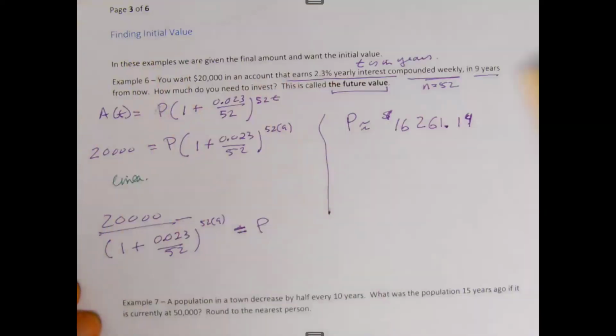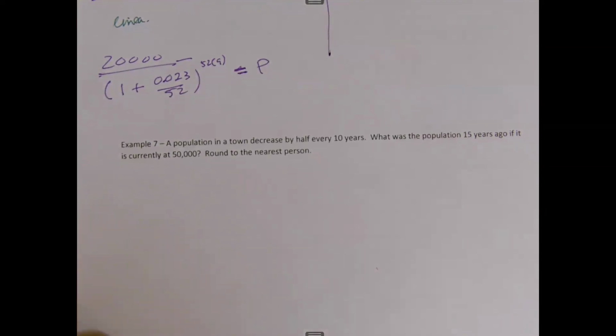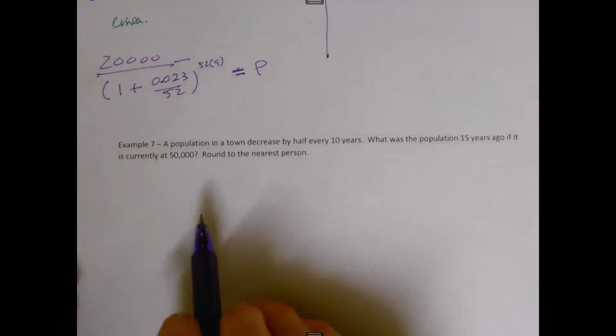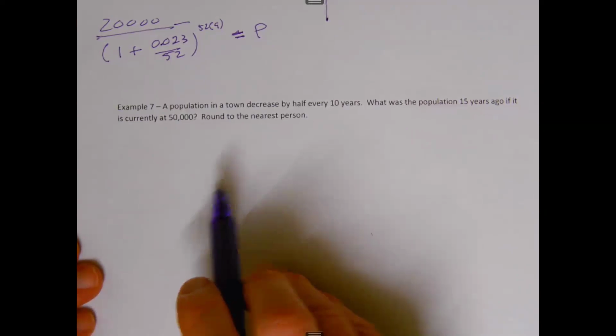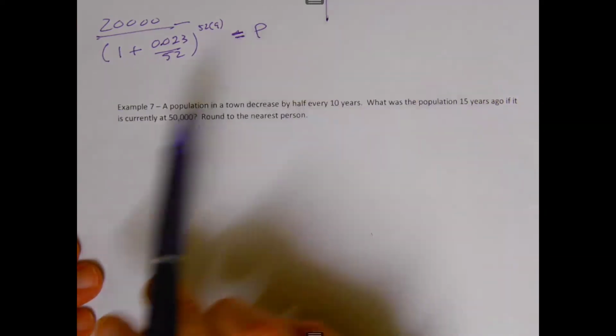Okay, let's do another one. A population of a town decreases by half every 10 years. What was the population 15 years ago if it is currently 50,000? A lot of things going on.